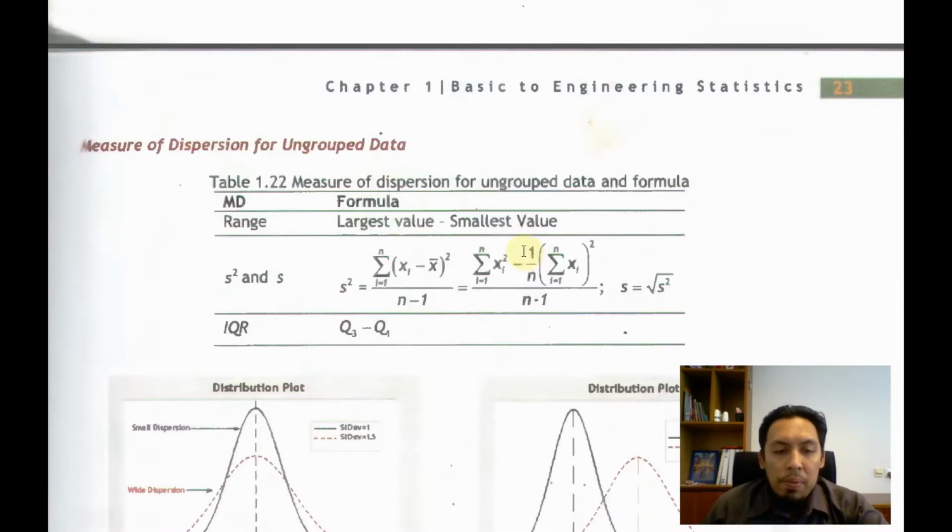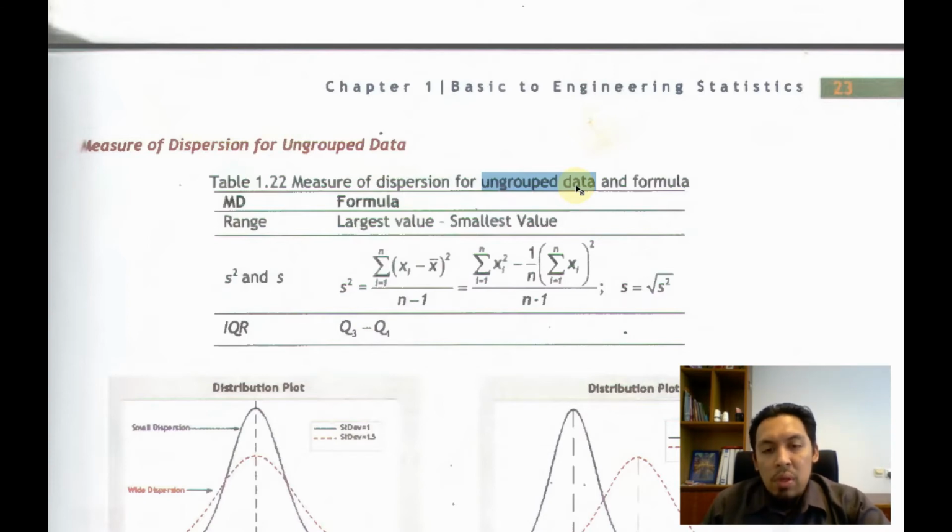So this is the formula. You have the formula of range, and you have the formula of variance and standard deviation. Don't be worried too much. As I said, everything will be calculated by the software. However, you will need to know how to interpret the value later. And for IQR, it is Q3 minus Q1. So this is the formula for ungrouped data, which is the raw data.